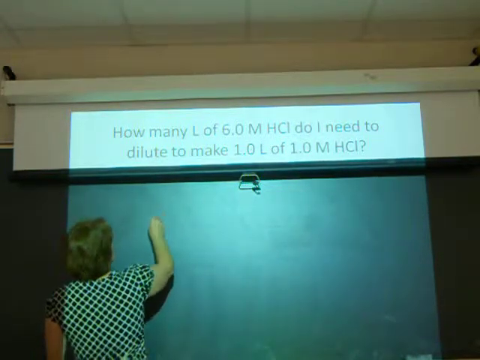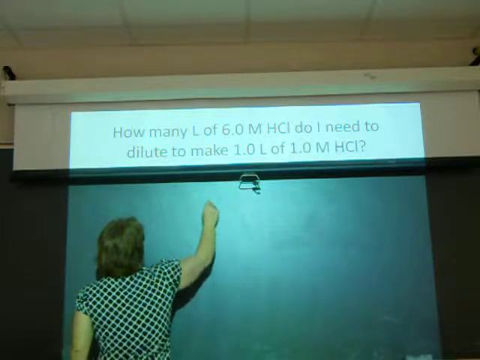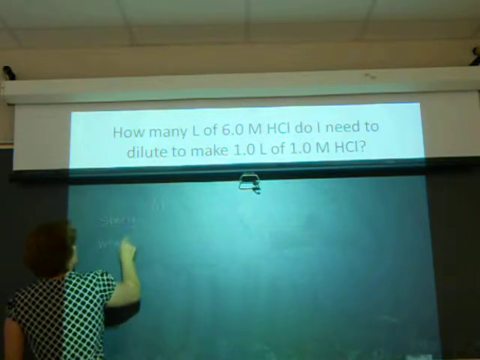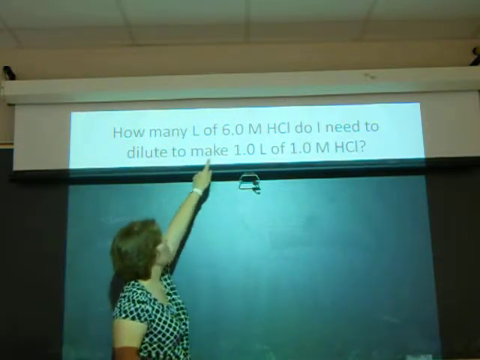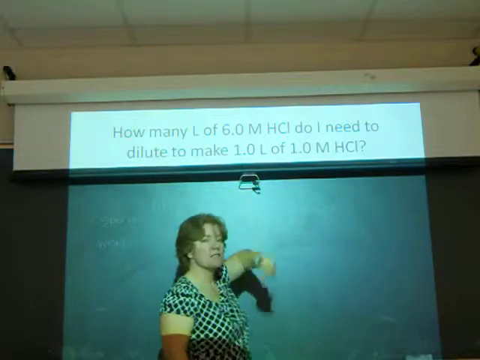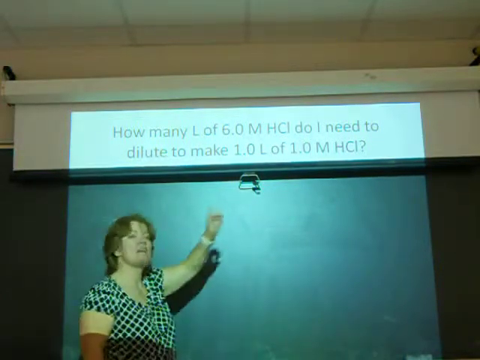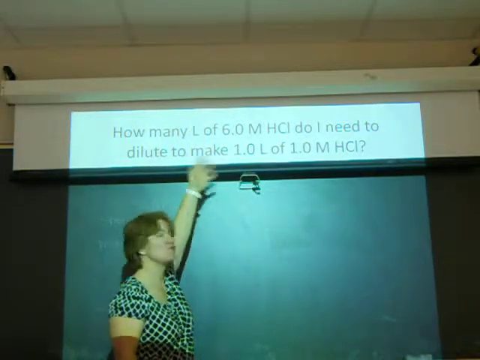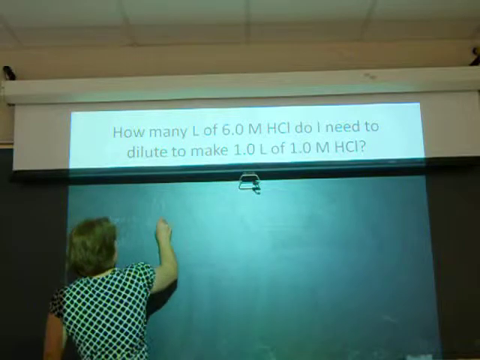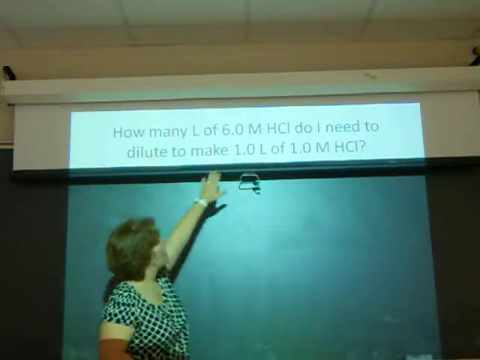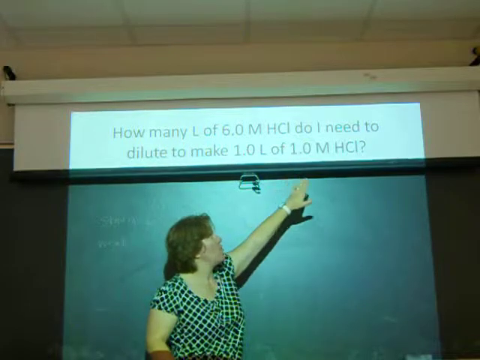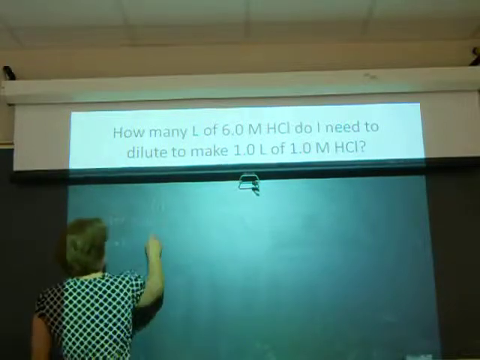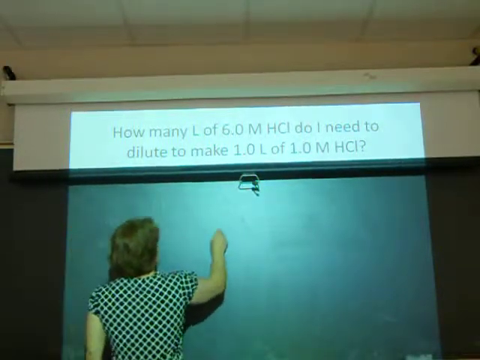So I know molarity and volume, strong, weak. How many liters of 6.0 molar HCl? So I know 6.0 is one of the molarities. Do I need to dilute? I'm going to dilute the 6.0. That means 6.0 must be the one that's not yet diluted, the strong one. Dilute to make 1 liter of 1.0 molar HCl. Again, that of means these two go together. These must both be talking about the weak solution, 1.0 molar and 1.0 liter.